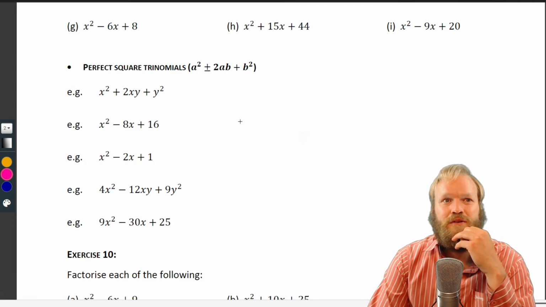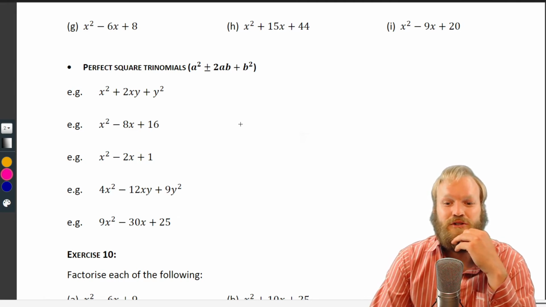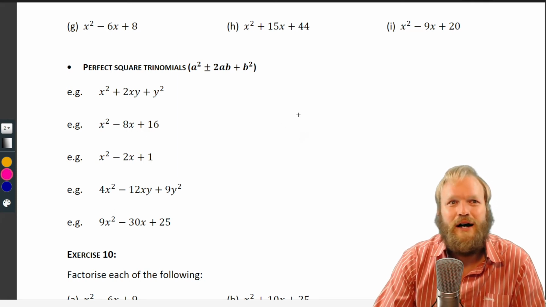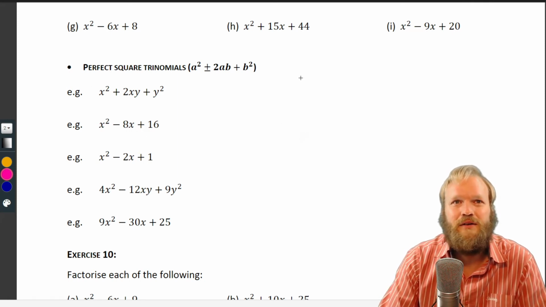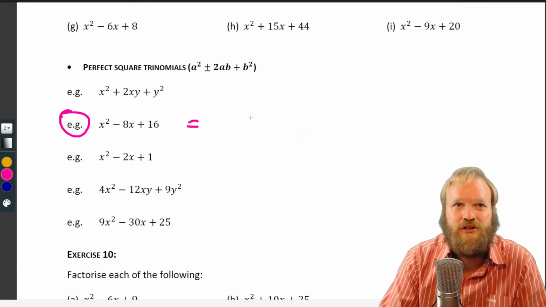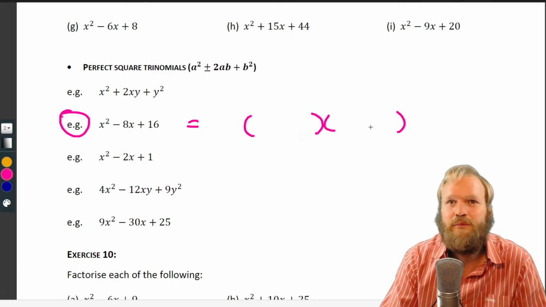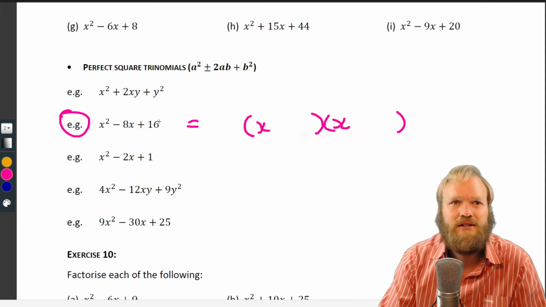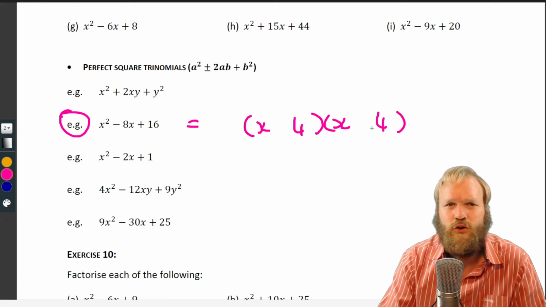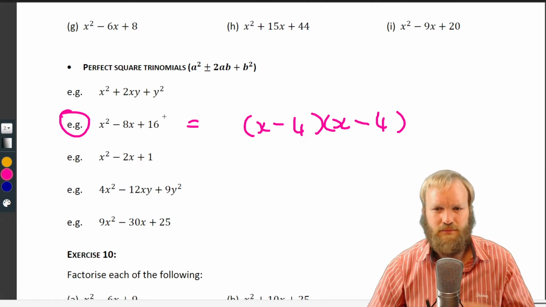Some trinomials look like they're going to factorize really nicely, these perfect square ones. Let's say we've got something like, well, I actually wanted to start with the second example. So here we factorize and we go, okay, trinomial, bracket, bracket, x, x, 16. Well, the factors look like they're going to be 4 and 4, because 4 times 4 gives you 16. And negative 4x minus 4x gives you the negative 8.